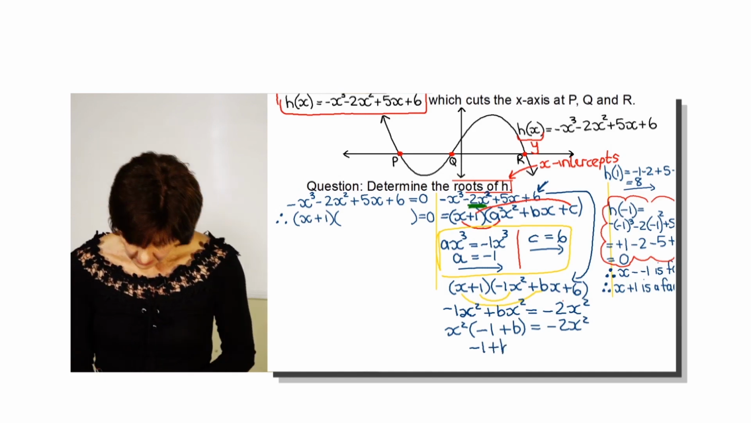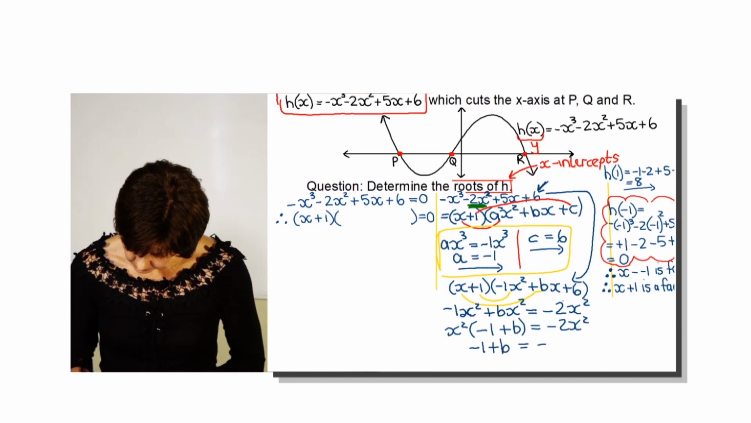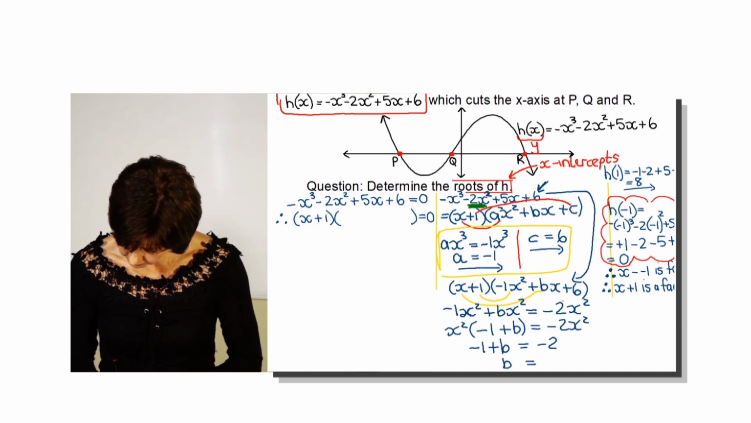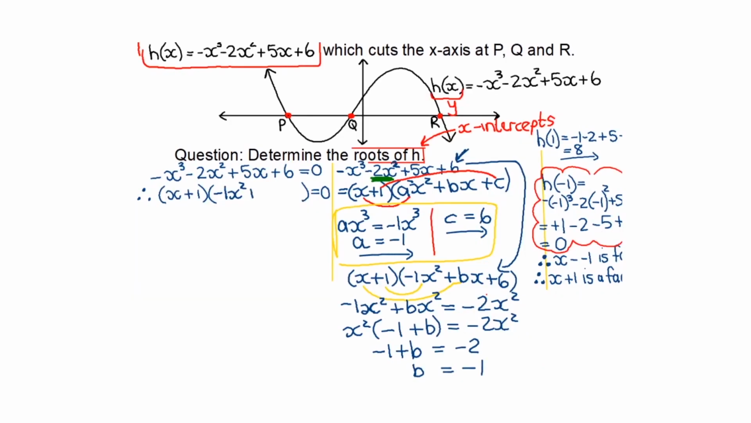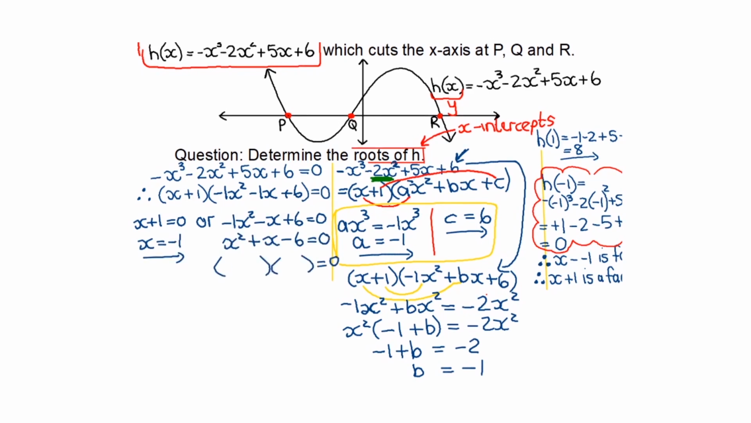And there I have it. I know the ax squared. The a, we said, is negative 1x squared. The b value, we said, is negative 1. And the c value, we said, is 6. And there I have the 3 x-intercepts as they asked.